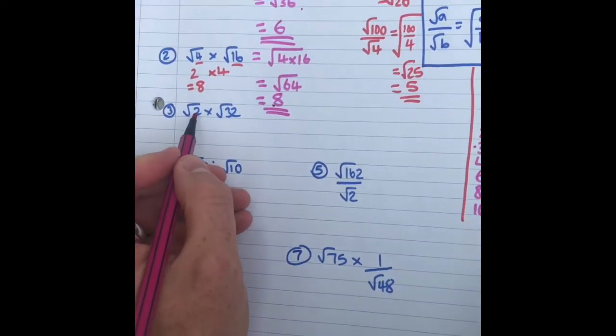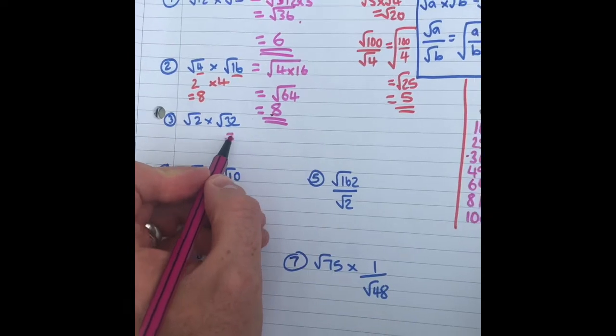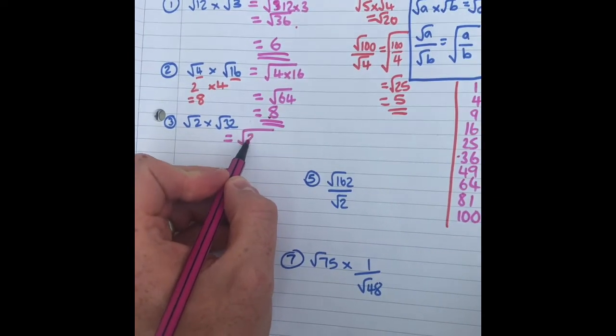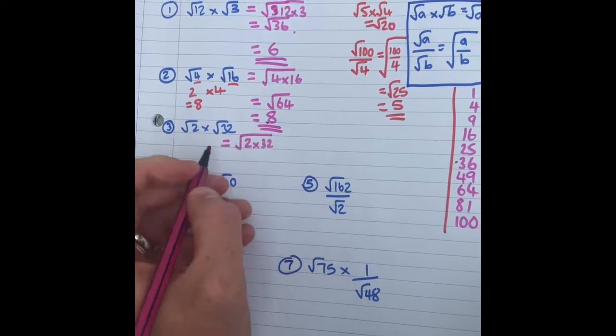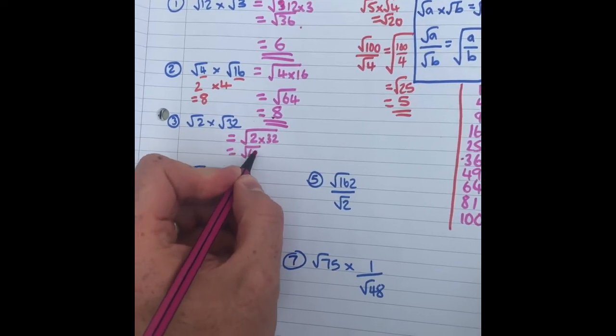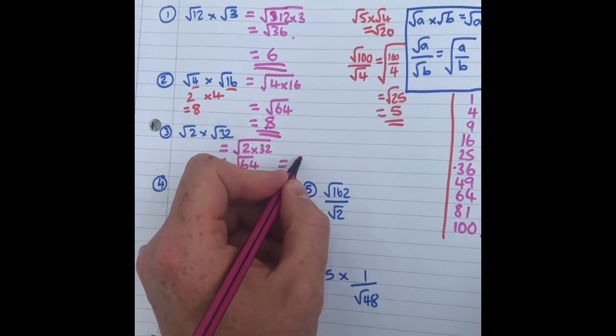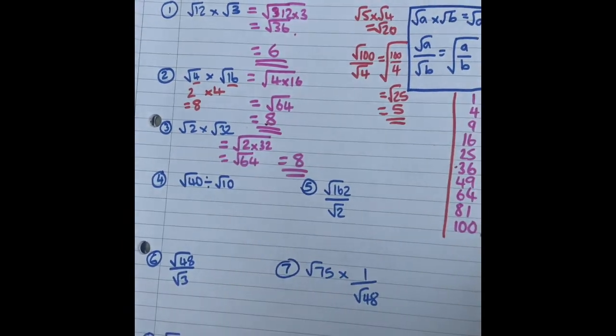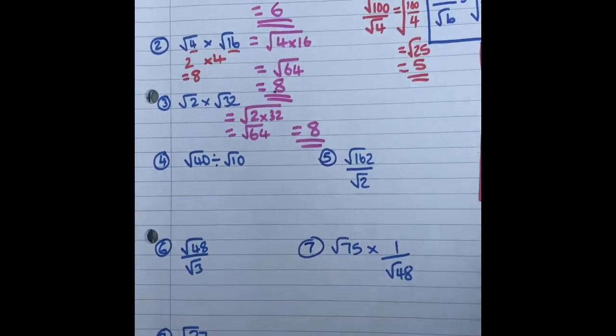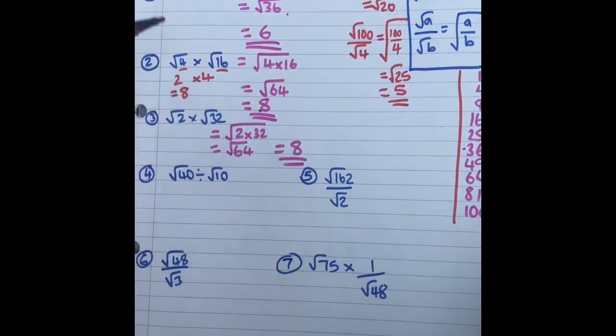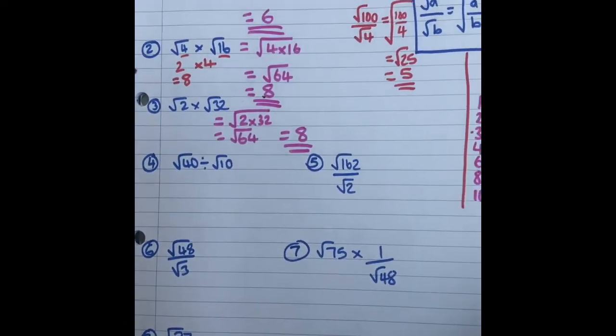Next one. Root 2 times root 32. Well, we know that's the same as the root of 2 times 32, which is root 64, which comes out the same as the answer before, 8. Okay, so that's a few questions on multiplication. So let's have a look at a couple on division.